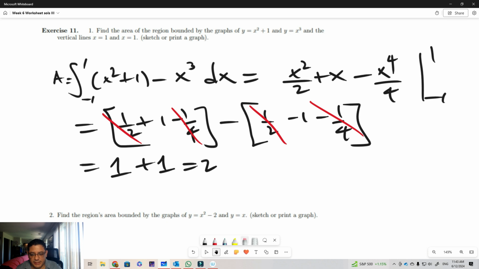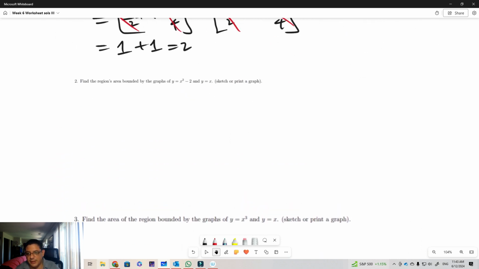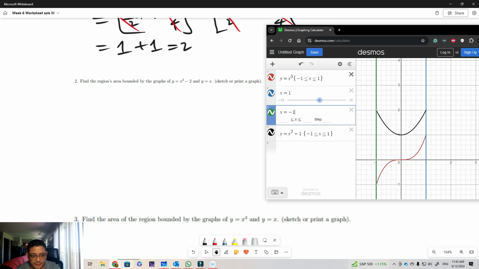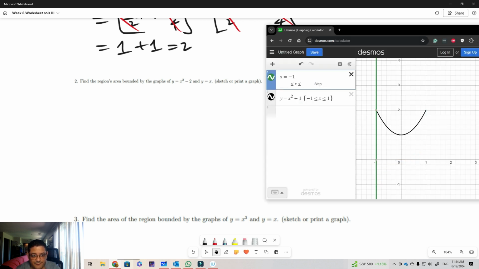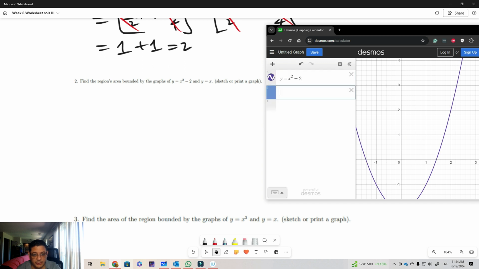Now, a similar thing can be done for the second example here. Find the area bounded by the graphs y equals x squared minus 2 and y equals x. In this one, they're not giving me the limits of integration, so I have to find them out. I'm going to do that graphically initially, and then I'm going to show you how to do that by hand as well.